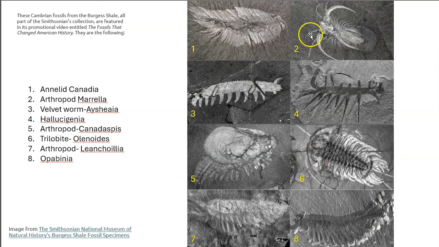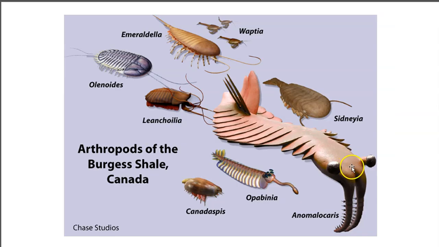Here are some of the example fossil organisms found. You might notice a familiar shape here. That's a trilobite. Here's an artist's rendering of what some of these creatures look like. Here's our trilobite up there, and this is Anomalocaris, thought to be one of the dominant predators of the age.